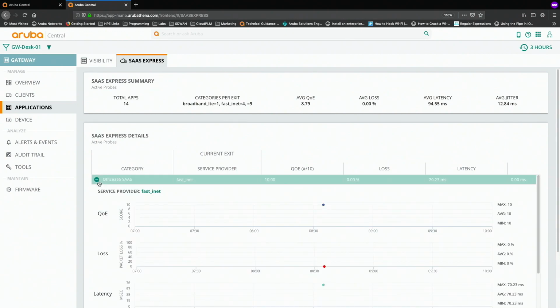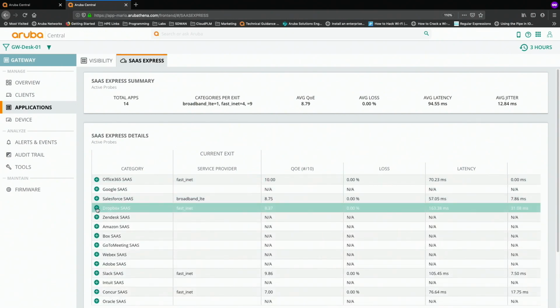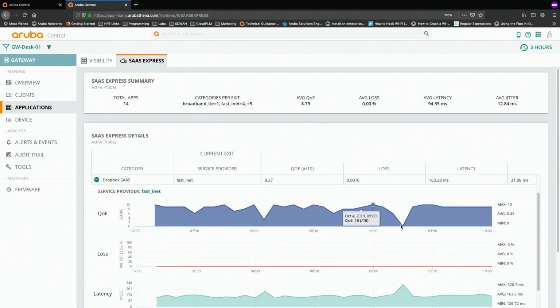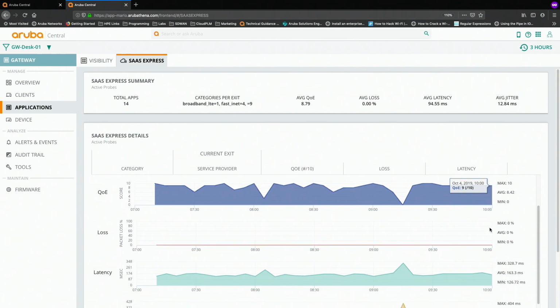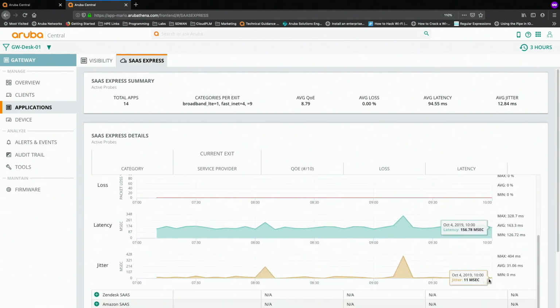As we can see here for Office 365, I think we stopped programming that one yesterday. For fast internet, we're doing pretty well. We have a quality of experience of 9. Latency is a bit high, but for SaaS applications, that's fine. Jitter is very, very low. There's no packet loss. So it tells us at any moment in time how our application is doing, and why I am choosing this path over this other path.